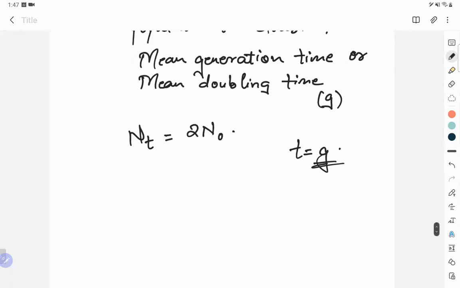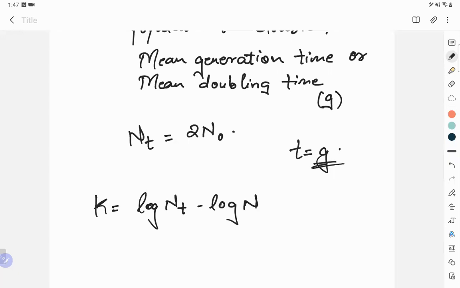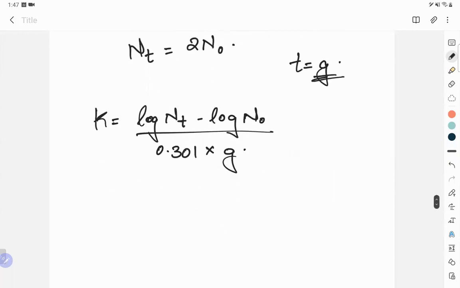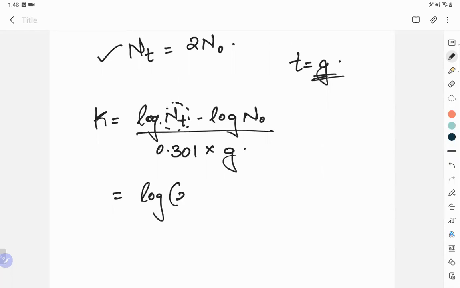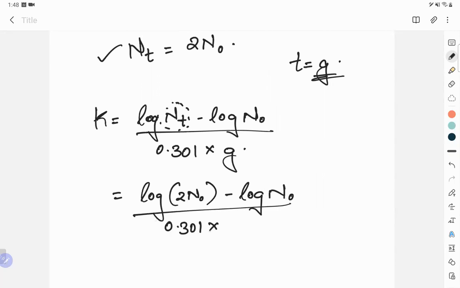Okay. So now in this case, if I look at the growth rate constant formula, what was the growth rate constant formula? Log of NT minus log of N0 upon 0.301 into T, which in this case, T is equal to G. So I'll write G over here. Now, if I look at this expression, NT is equal to 2N0. And if I try to substitute it over here, what will it become? Log of 2N0 minus log of N0 upon 0.301 into G.